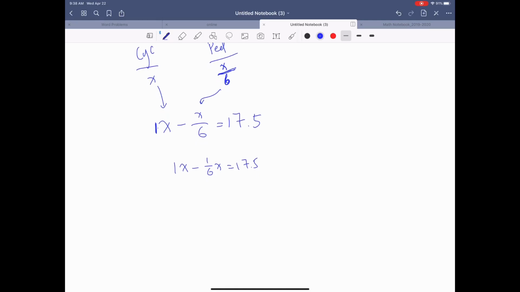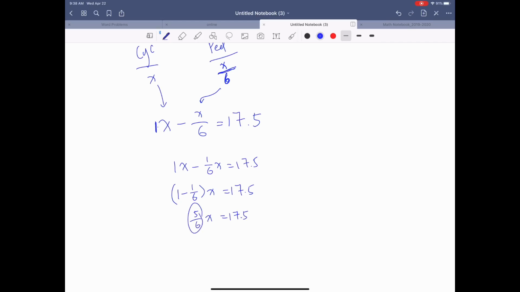Okay, if it's like that, then grouping like terms, 1 over 6, just deal with the coefficients. 17.5. And this 1 minus 1 over 6 is 5 over 6. X equals 17 over 5. Throw this little baggage over, change it to divide.